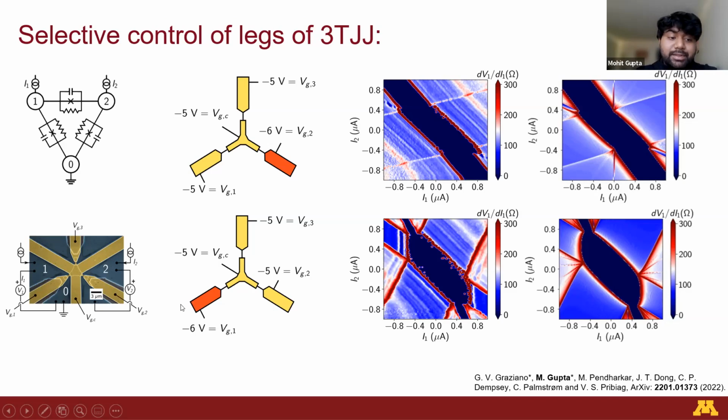So here we demonstrate that each gate locally changes the electron density and doesn't affect the other two terminals, which is what one would need to tune the Andreev bound-state spectrum. So we demonstrate independent gating.